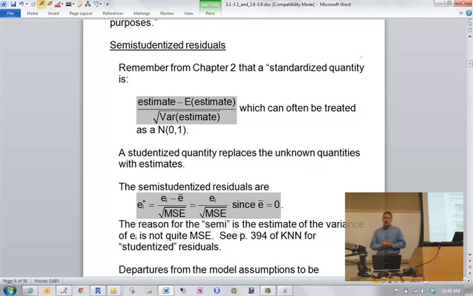Back in Chapter 2, when we first were starting to talk about hypothesis testing for beta 1, I just threw up this little thing that you would learn about in your very first stat course. If I want to find a standardized quantity, in very general terms, I take the estimate minus the expected value of the estimate divided by the square root of the variance of the estimate, and we can often treat these as normal 0-1 random variables, let's say.